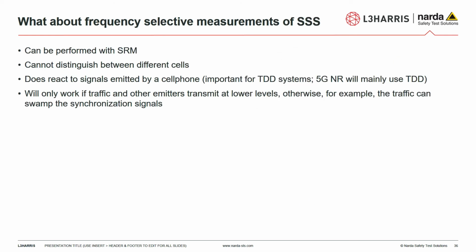What about a frequency selective measurement of the SSS? This also can be done with the SRM. However, the measurement cannot differentiate between different cells. It also can be affected by cell phones in a TDD network. And it is practically impossible to cleanly measure the synchronization signals at high traffic levels.